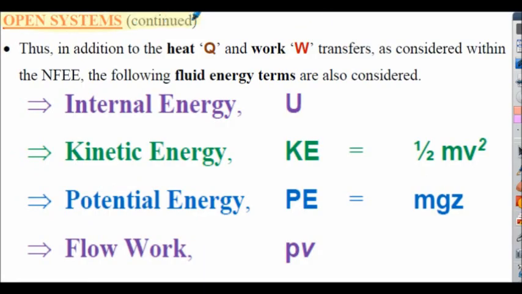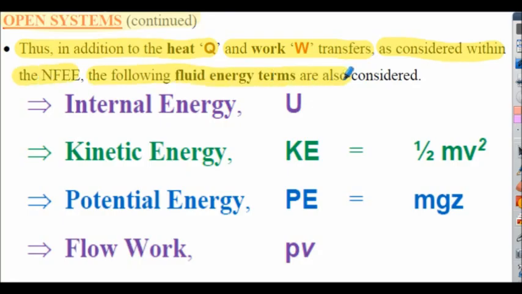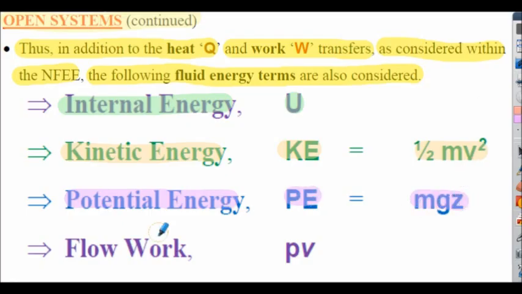Energy in open systems continued. Thus, in addition to heat Q and work W transfers, as we previously considered in the non-flow energy equation, the following fluid energy terms are also considered in an open system: internal energy, symbol uppercase U; kinetic energy, KE, formula half mv squared; potential energy, PE, formula mgz; an additional form of energy referred to as flow work, which is the pressure multiplied by the specific volume.